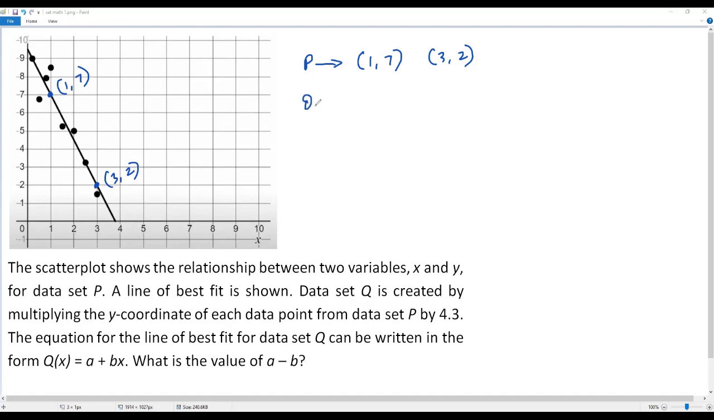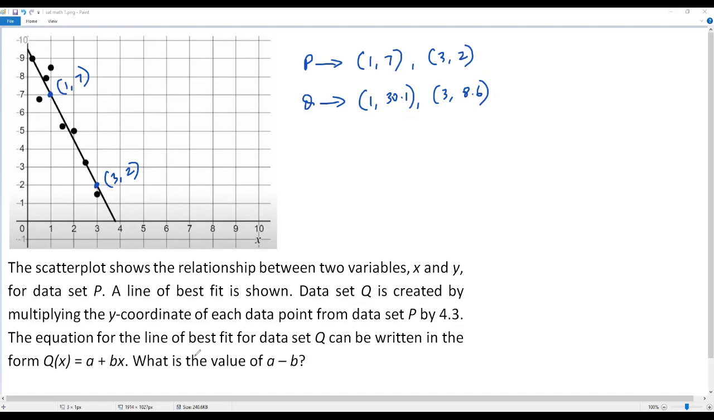From these 2 points, if I want to get the corresponding points for data set Q, I have to multiply the y coordinates by 4.3 according to the instruction. Okay, 1 comma, let me multiply this 7 by 4.3, then I'm getting 30.1. And here 3 comma, let me multiply this y coordinate by 4.3, then I'm getting 8.6. Here I got 2 points for data set Q.